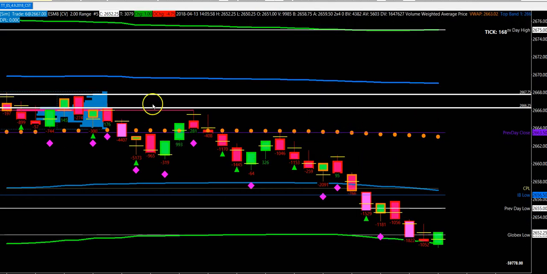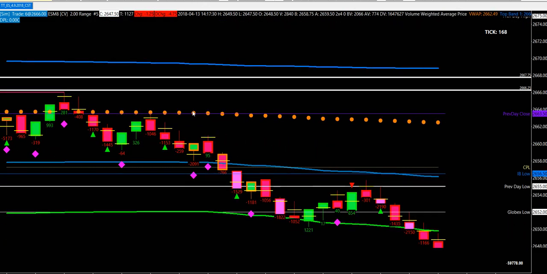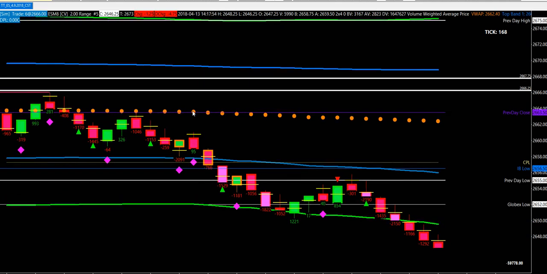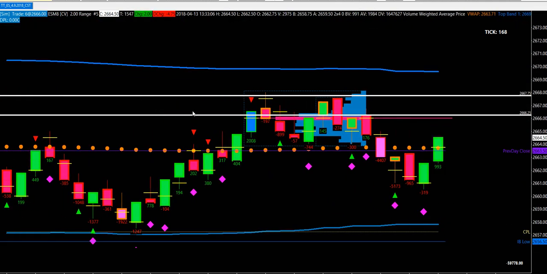From where you got the backside test, if you took that entry, you didn't wait for the rejection, you're talking about 26.66 to eventually all the way down to 26.46. That had potential of a 20-point gain in there.